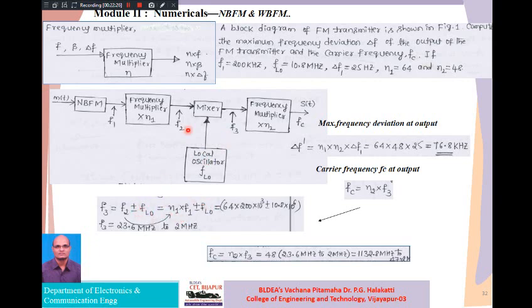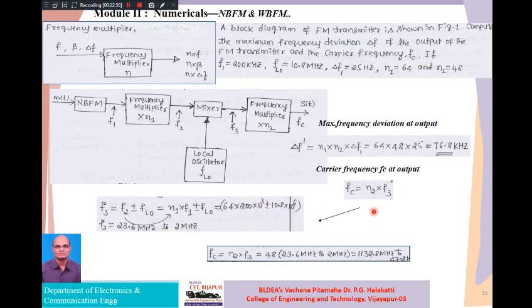So what is F2 here? F2 is again N1 times F1. So if we substitute the things here, direct substitution, N1 F1 plus FLO, we'll get 23.6 megahertz, and N1 F1 minus FLO, we'll get 2 megahertz something. Okay, I'm not sure about that one, you can calculate and cross check by yourself.